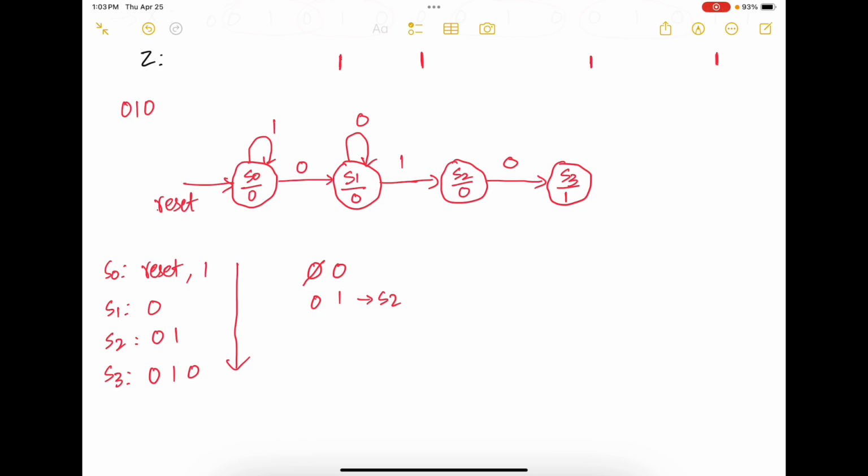Next, let's go to S2. S2 was a state which you were able to reach from the reset state if your input bit pattern was 0 and 1. From there, you can either get a 0 or you can get a 1. From state S2, if you get a 0, you move to state S3. Now, if you get a 1, what happens? Is there a state with 0, 1, 1? No. Is there a state with 1, 1? No. Is there a state with 1? Yes, which is the reset state or state S0. So from S2, if you get a 1, you move to S0.